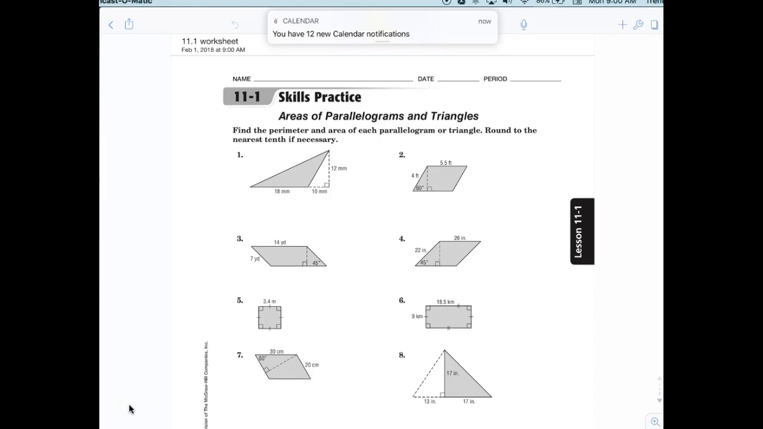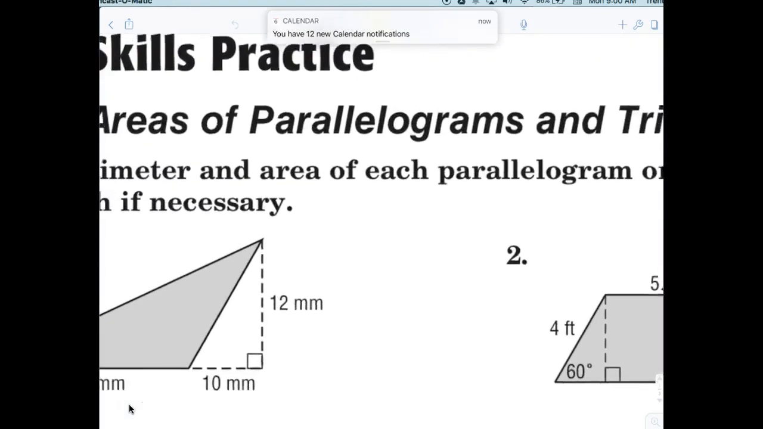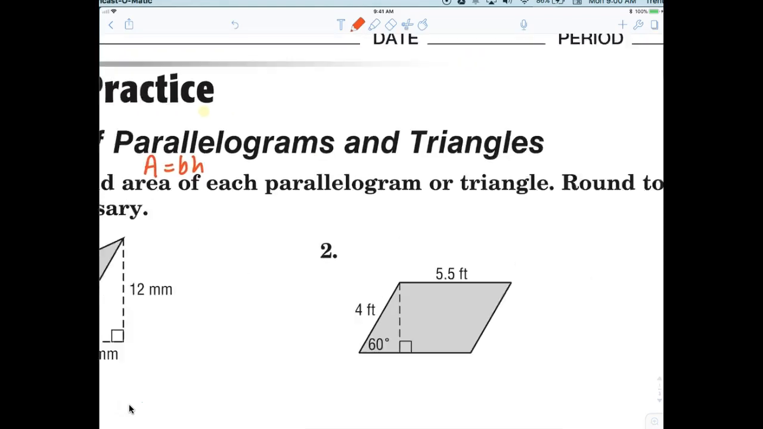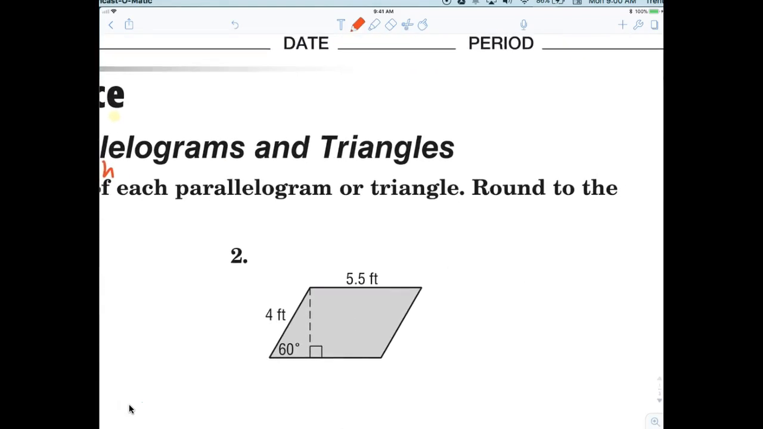So again, let's talk about the area of a parallelogram. The formula of the area of a parallelogram is just what? Who remembers? Base times height. Perfect. So a parallelogram is just base times height. And then the triangle would be what? 1/2 base times height. That's right. It would just be half of base times height.